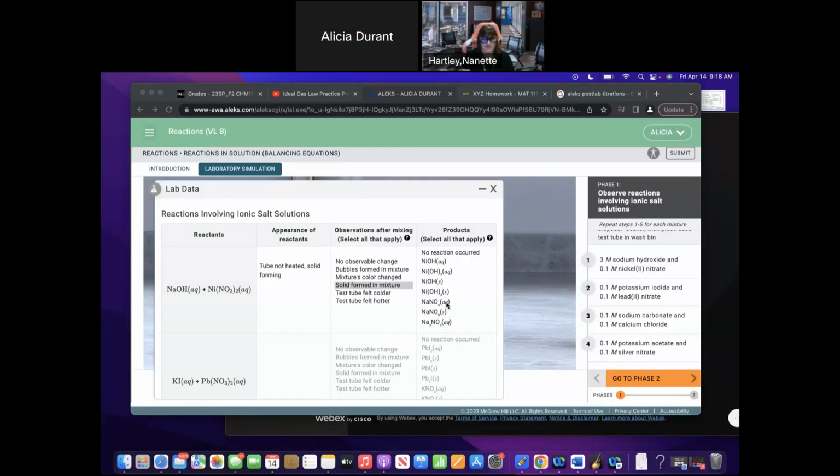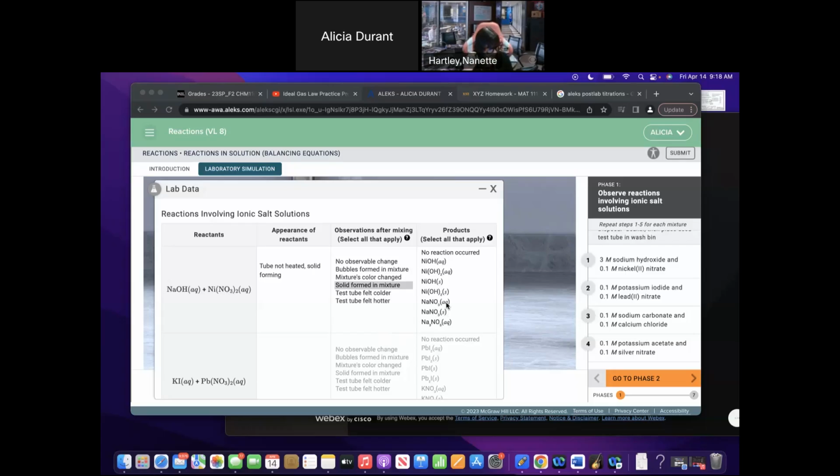But then when I picked NaNO3 aqueous, it said no, that's not right. Well, okay, so you need 2 products. That's one thing. So you need to determine what the other product is, and you need to make sure that they're both in the right phase. So when I look at this, I know that one of my products is going to be the NaNO3. That's correct. The other one is going to be that NiOH2. Right. I know Ni is a 2 plus, so I need 2 OHs, that's NiOH2.